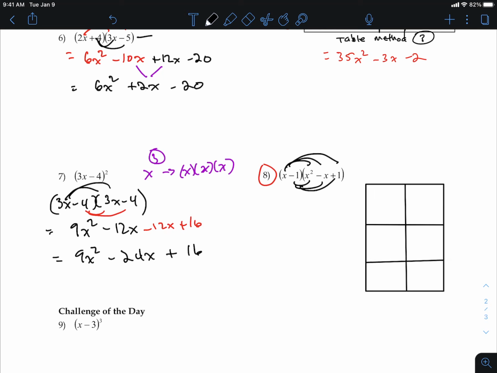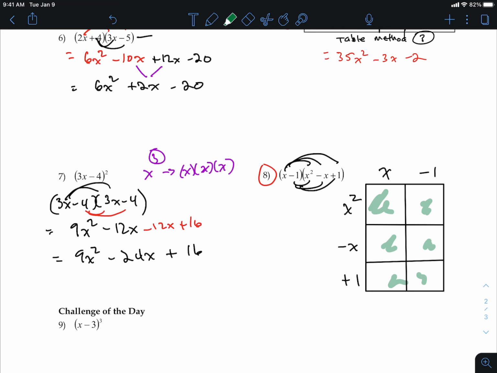Okay. Your job is to fill in the middle. You're going to go x minus 1 across the top, x squared negative x plus 1. Fill in the middles with multiplication. That's it. I can make this as complicated as I want. Doesn't change the principle. The only thing it does is open the door for a little sign error for you guys, right? Which isn't the point of the question.